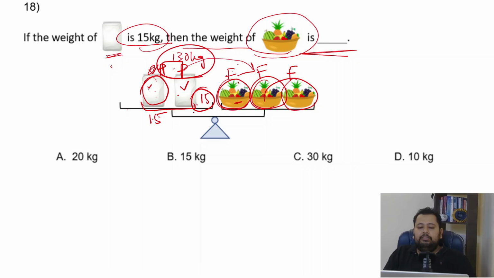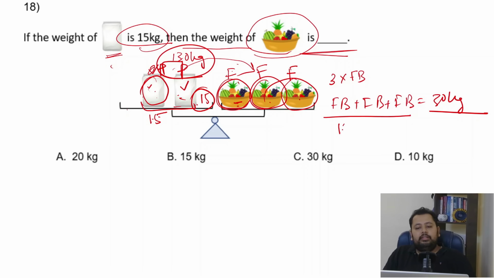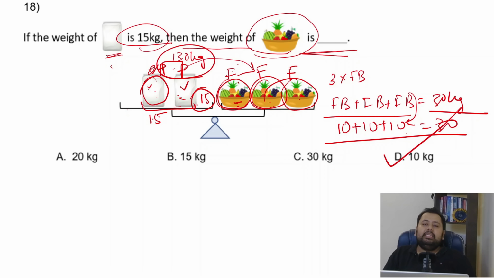Now, if these two are balanced, then all these three fruit baskets, so three times the fruit basket, or if I just say FB plus FB plus FB is equal to 30 kg, correct? Now how can you write? We know 10 plus 10 plus 10 is also equal to 30. So that is why the weight of the fruit basket is nothing but 10 kg. Option number D is your correct answer. Hope you got this one correct. If you did, give yourself a star.